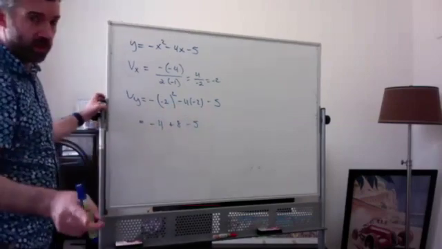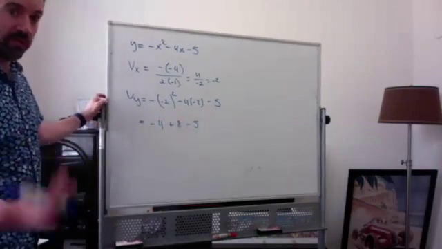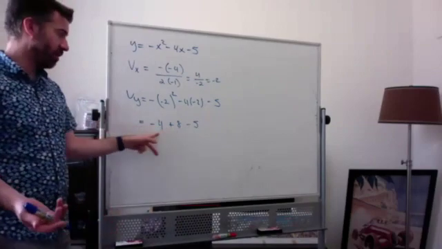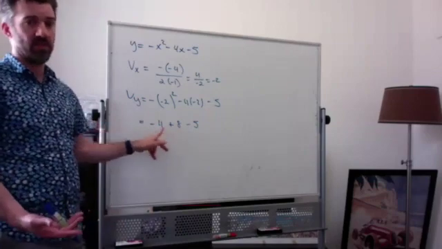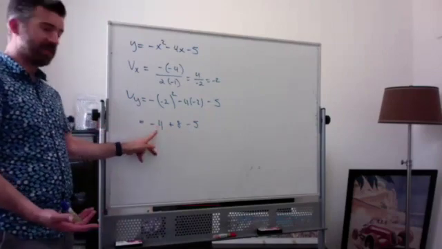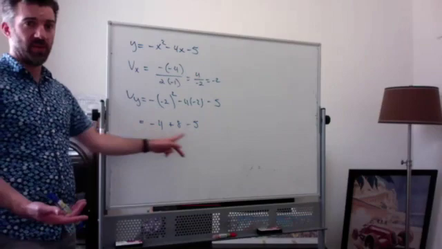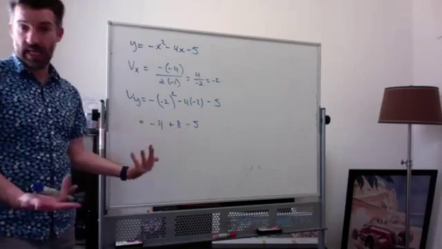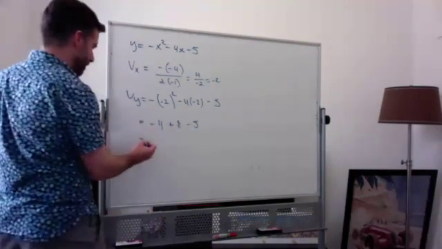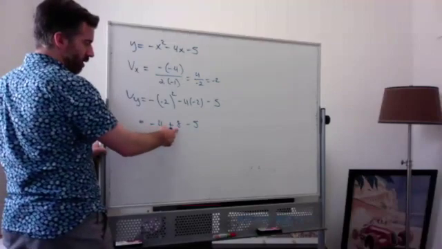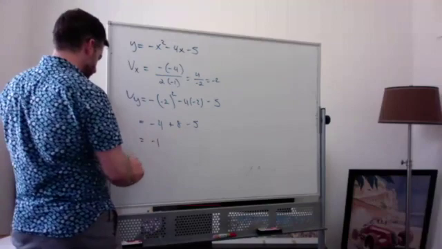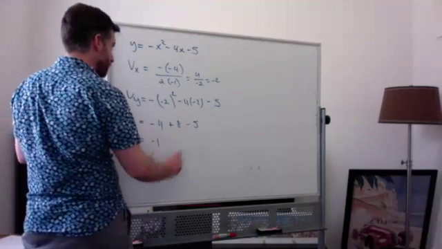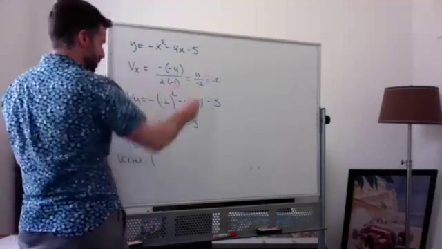Remember, when you're finding the y coordinate of a vertex, the first two parts should always be opposite signs. And the second part should always be double the first part. So one of these is always negative and one of these is always positive. If they're both positive or both negative, you've made a mistake. So then we get negative 4 plus 8 is 4. 4 minus 5 is negative 1. My vertex is negative 2, negative 1.